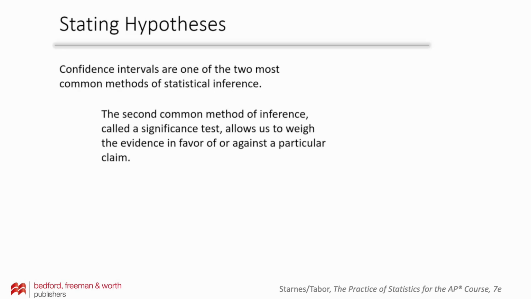Confidence intervals are one of the two most common methods of statistical inference. The second most common method of inference is called a significance test, which allows us to weigh the evidence in favor of or against a particular claim. As we start talking about significance tests, one great example that we'll be able to relate to is a jury verdict of guilty or not guilty, and we'll talk about it more in class.